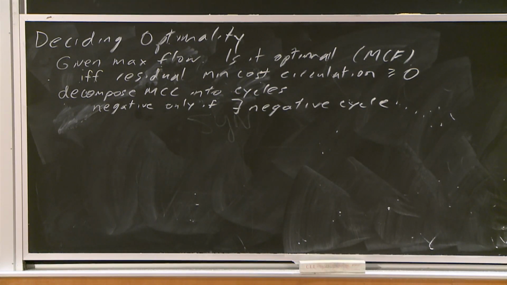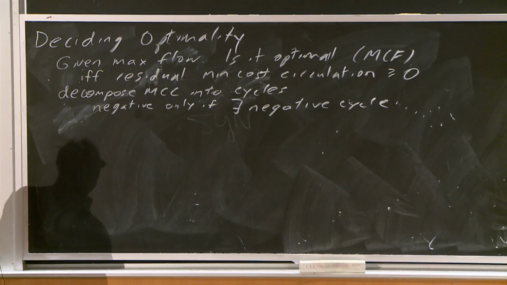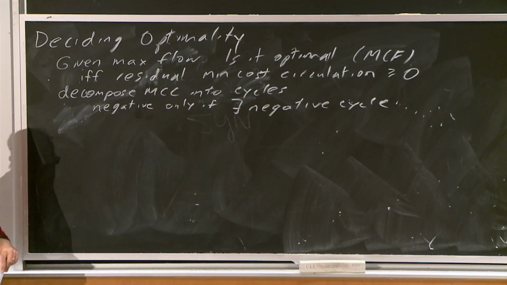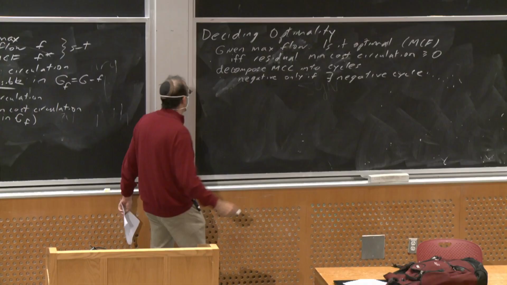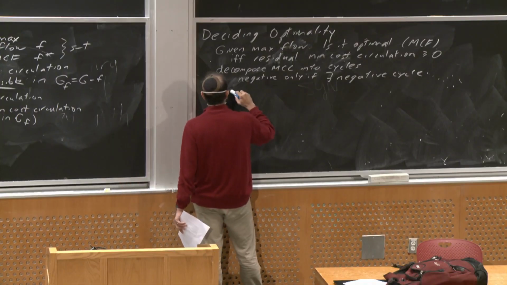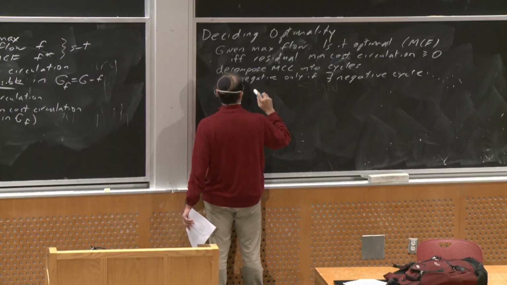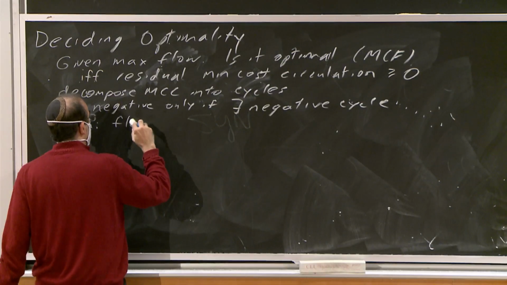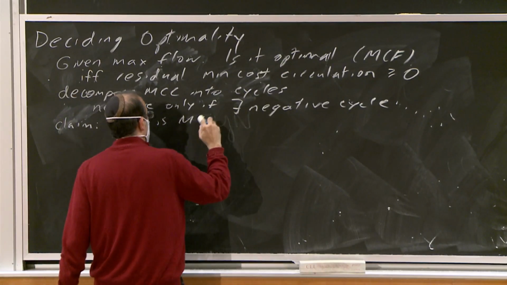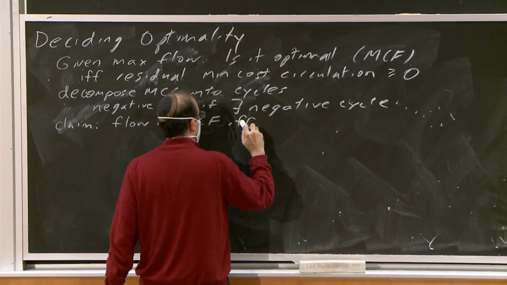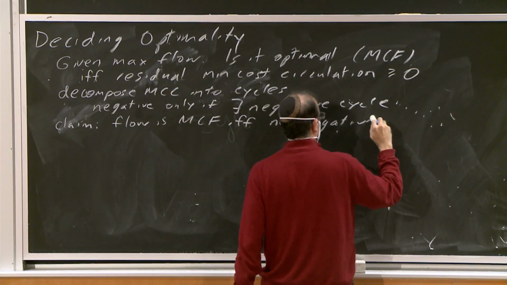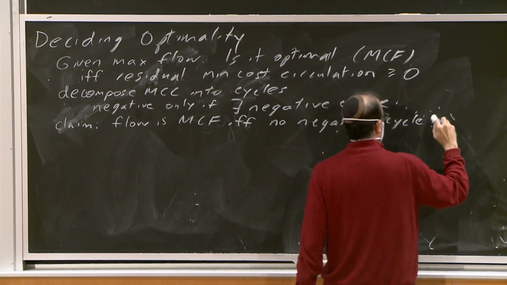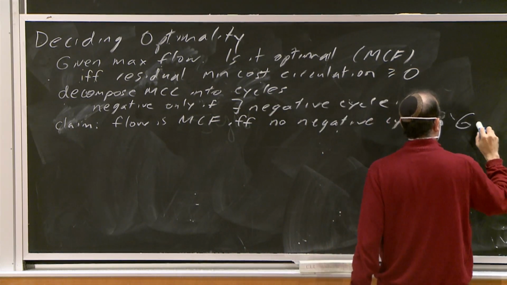And so that's a much easier criterion to verify, right? I now can state my claim that my flow is optimal if and only if there is no negative cycle in the residual graph.